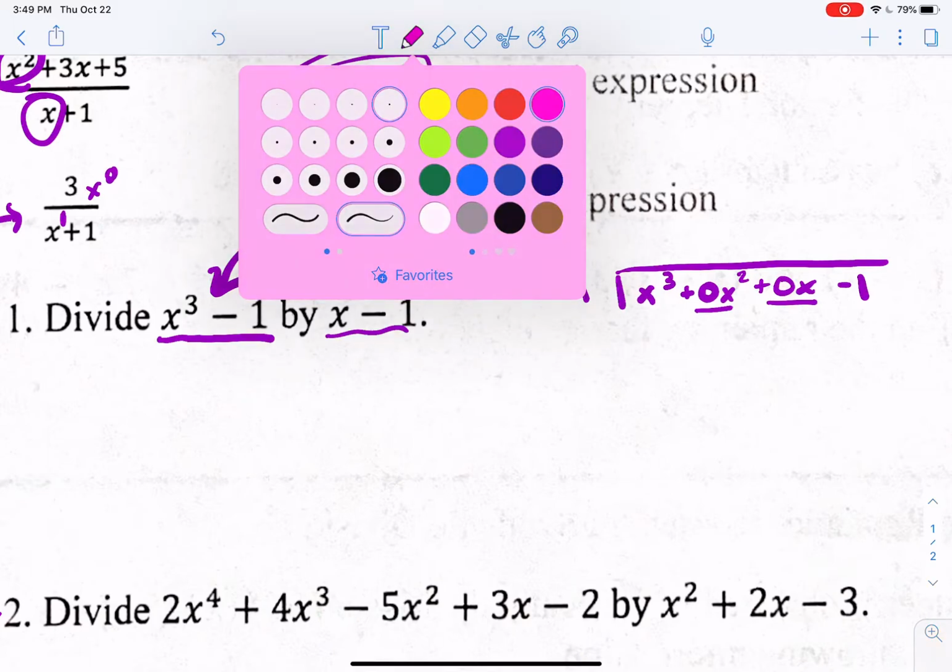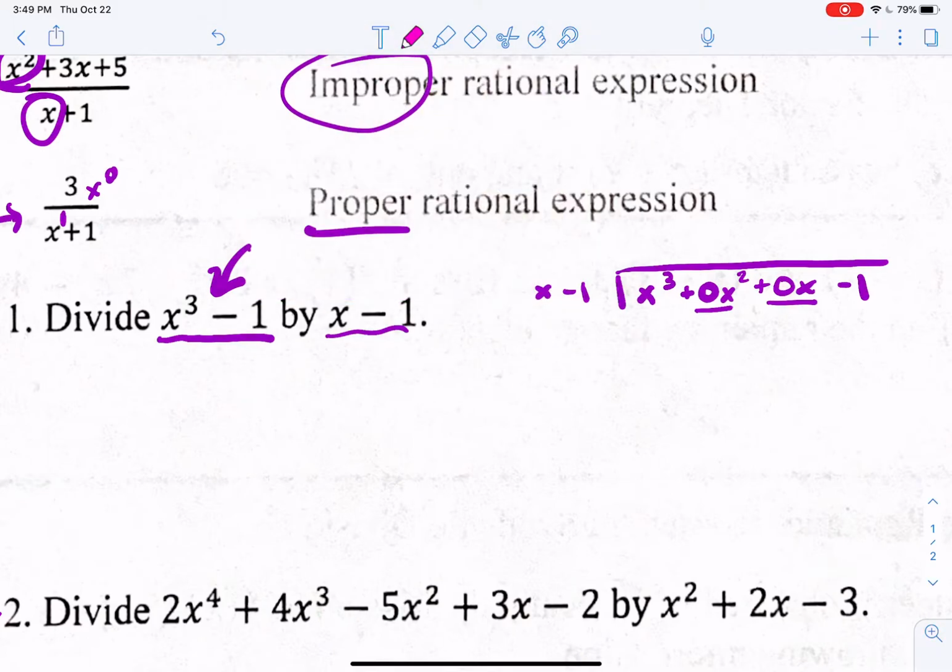And then here we get into it. The first thing that you ask yourself is, what do I have to multiply by x to get x to the third power? And that is x squared. So I'm going to put that at the top. After I determine that, I multiply it back through for both of those pieces. So x squared times x is x to the third power, and then x squared times -1 is negative x squared.